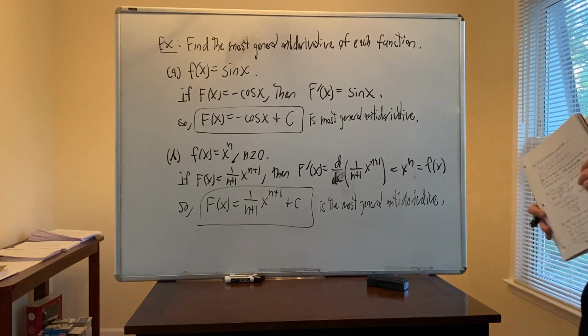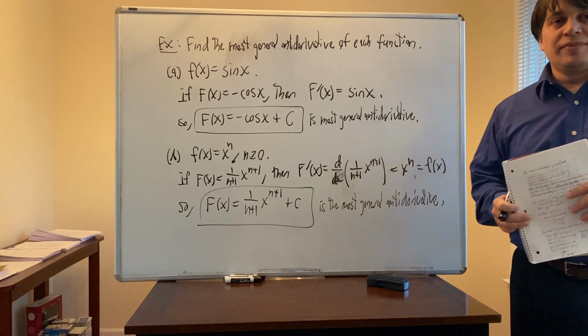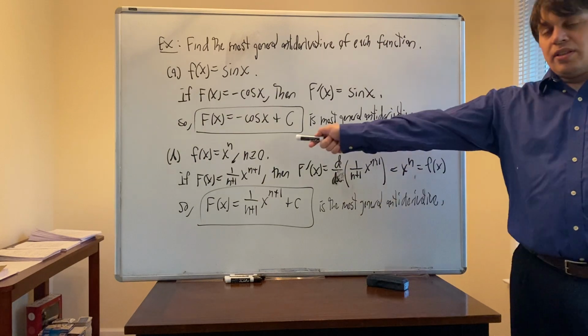Okay, so those are two specific examples of how to find the most general antiderivative of a function. In this case, it's a trigonometric function, sine x. In this case, it's the power function, x to the n.